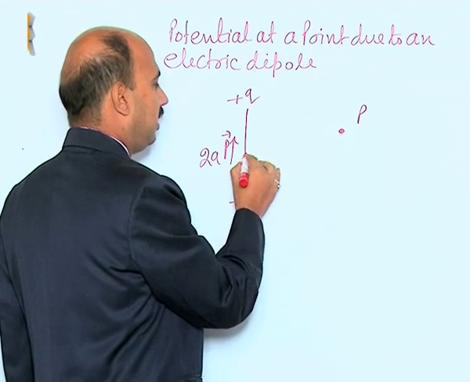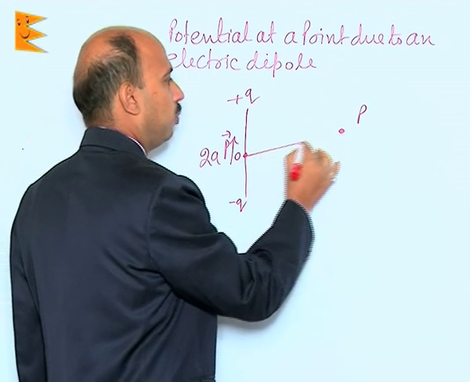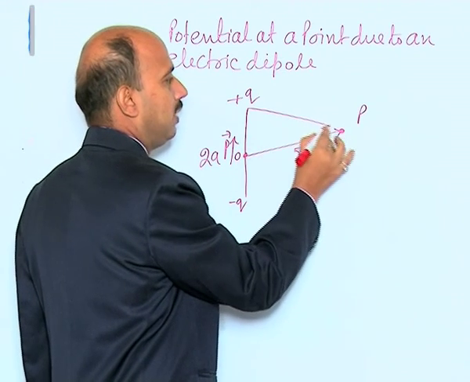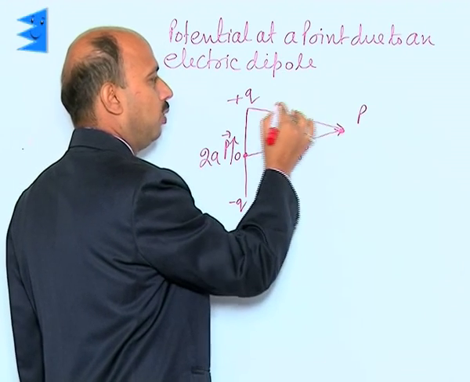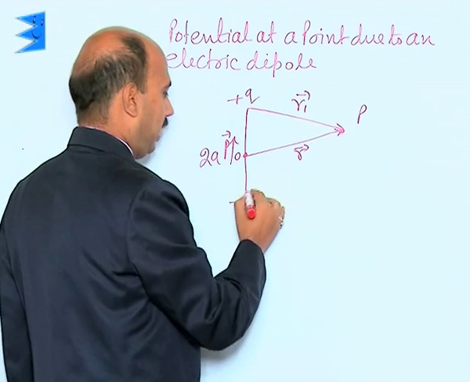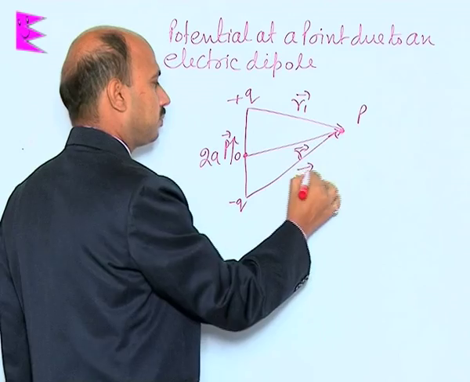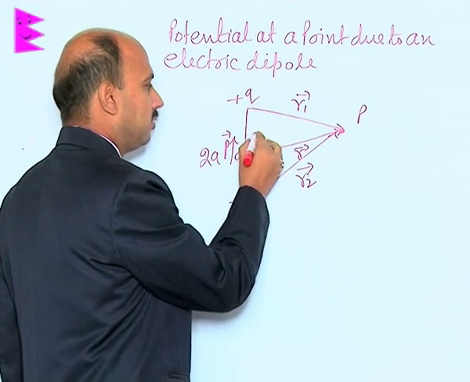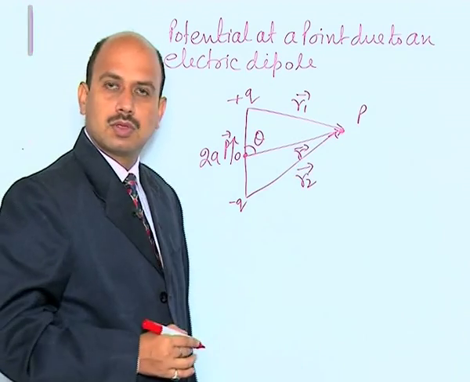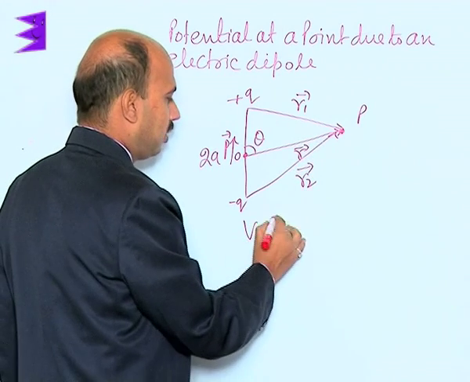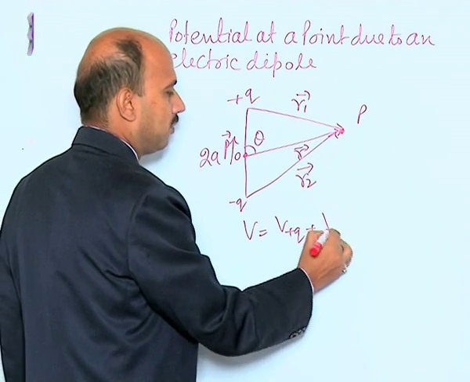So, this is the center of the dipole, and the position vector of point P from this point is r. The position vector of point P from plus q is r1, and from minus q it is r2, and this angle is, suppose, theta. So, now the total potential at point P can be written as V is equal to V plus Q plus V minus Q.